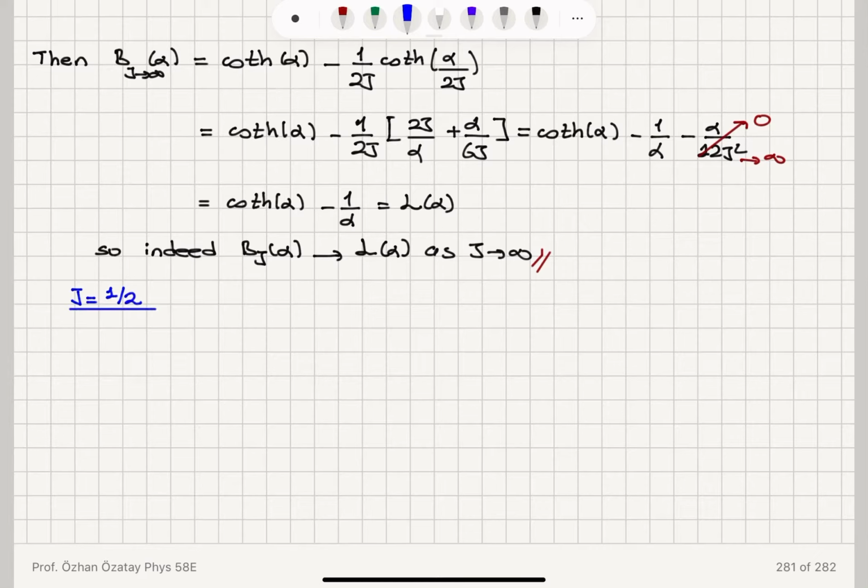Okay, so j is equal to 1/2 implies that (2j plus 1) over 2j will become 2 times 1/2 is 1, 1 plus 1 is 2, 2 divided by 1 is 2. And the 2j term will become 1.